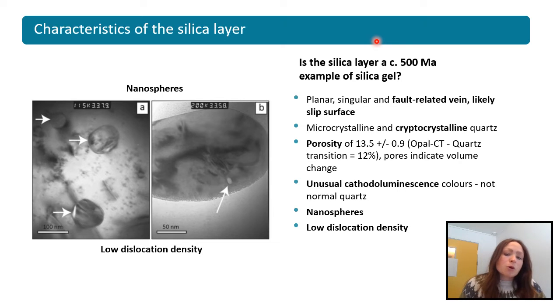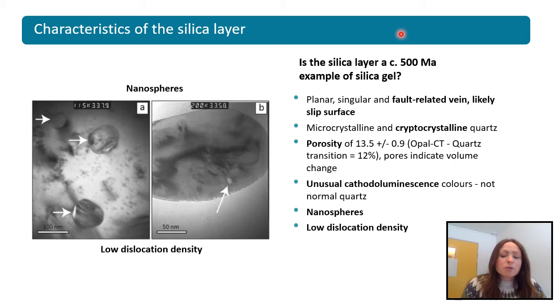Now, TEM work also showed that the density of dislocations in the quartz layer is very low, and dislocations build up when a crystal is deformed. So the lack of dislocations in the layer indicates it was recrystallized statically with very little deformation. So now we've established that there are multiple indicators that suggest that the silica layer originally formed as amorphous silica material and subsequently recrystallized to quartz.